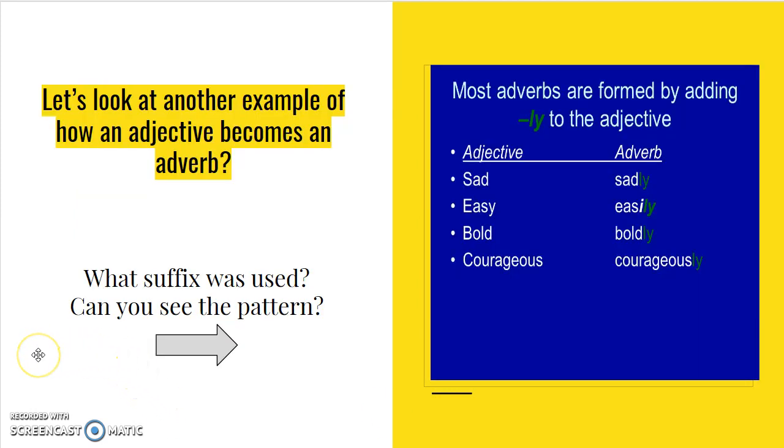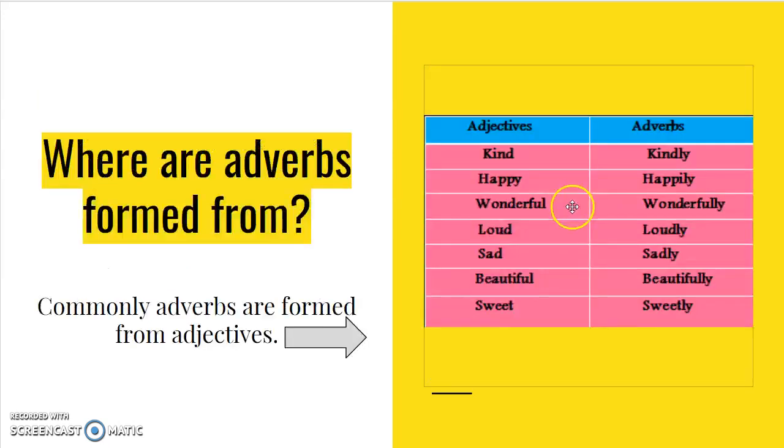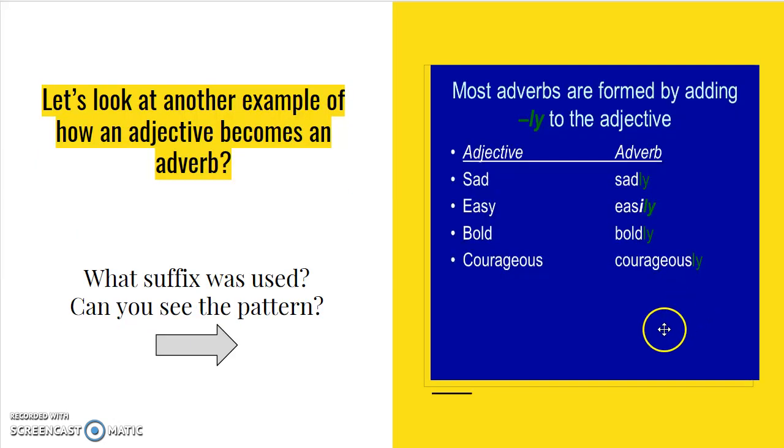So let's look at another example of how an adjective becomes an adverb. What suffix is used when we look at our blue screen? And can we see the pattern? So let's look. Most adverbs are formed by adding ly to the adjective. We noticed that in our previous screen. So let's look at this. See it, look at our adjectives here. And what are we adding here? Okay. So sad is the adjective. We add our ly and it becomes an adverb.